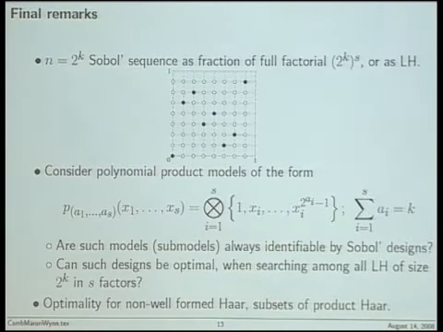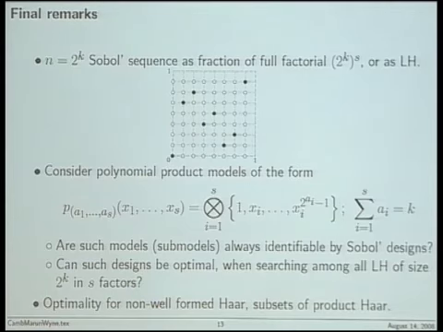Finally, what is the next step? Well, thinking of this Sobol sequence, when we have this number of points, it is either a Latin hypercube or a nice fraction of a full factorial design. And now if we move out of the realm of Haar models and jump back to our favorite models, which are polynomial models, we have found in a number of cases that these models are always identifiable by this subset. But we have to prove such a thing.